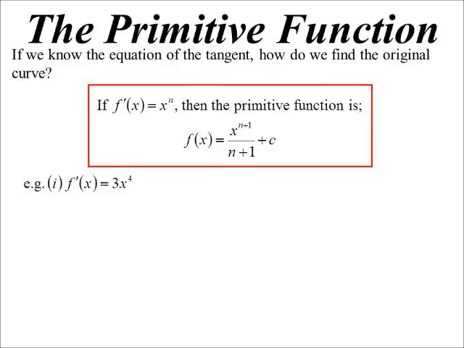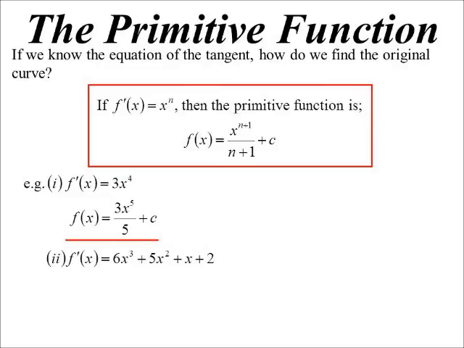All right. So here we go. We know the derivative is 3x to the power of 4. What was the original curve? So add 1 to the power, divide by the new power, but plus a constant, because there might have been a constant there as well. So 3/5 x to the power of 5 plus its constant.